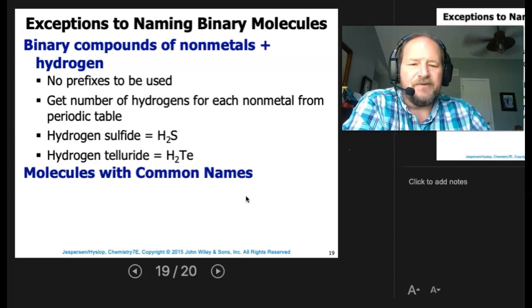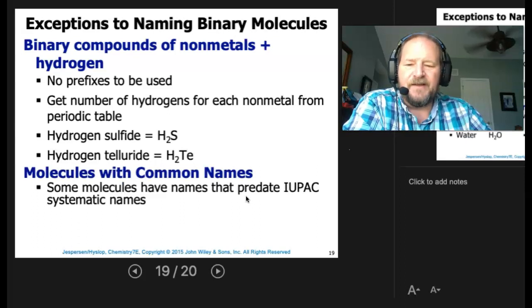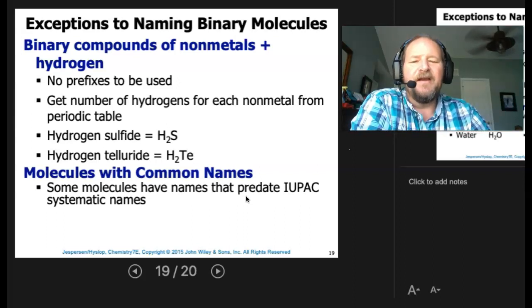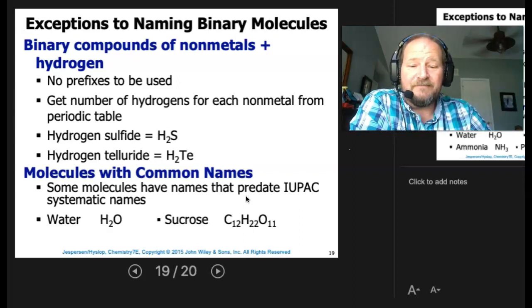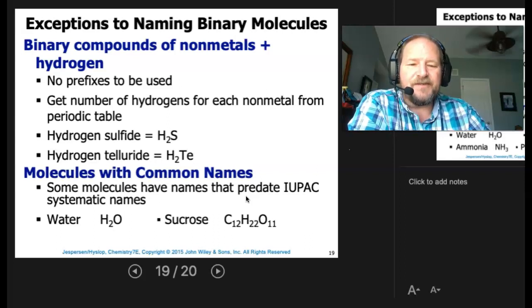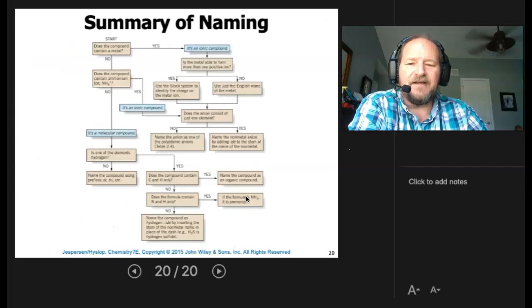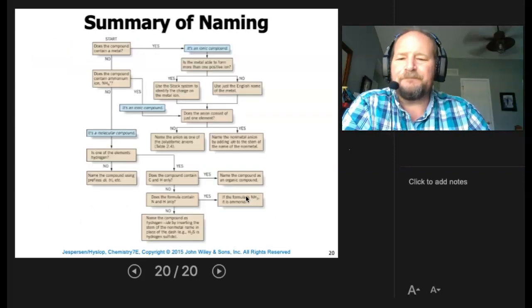Now we also have molecules with common names. So some molecules have names that predate any of these rules. One of which is water, right? So water is H2O. And then sucrose. A lot of the sugar naming came before any of this. Ammonia and then phosphine. All right, so quick summary of naming here.